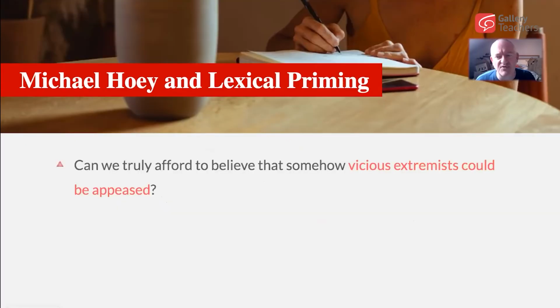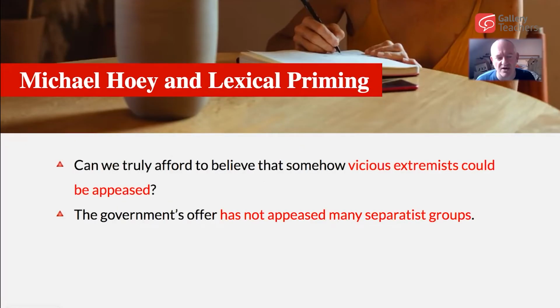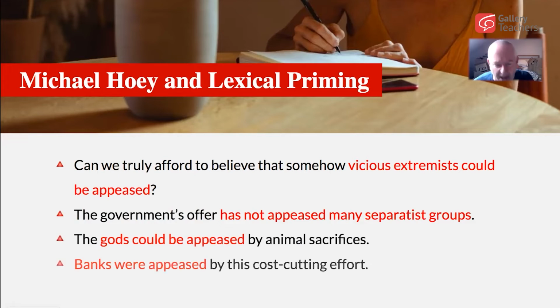And very few of the common examples that I could find used it in that sort of way. So what this must mean is something that a guy called Michael Hoey talks about. Michael Hoey was a professor of linguistics at Liverpool University, and he wrote a wonderful book called Lexical Priming, a new theory of how words work and languages change.